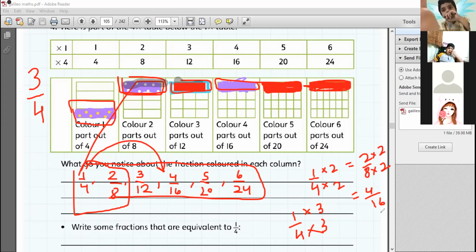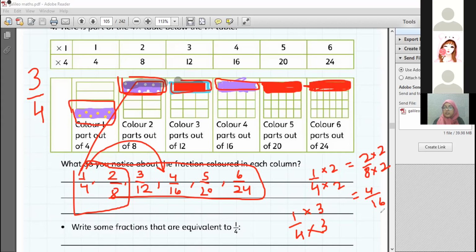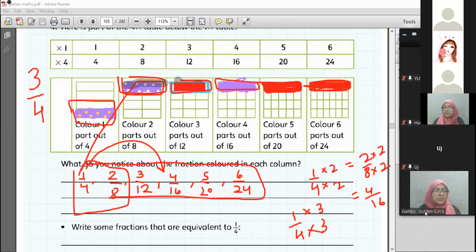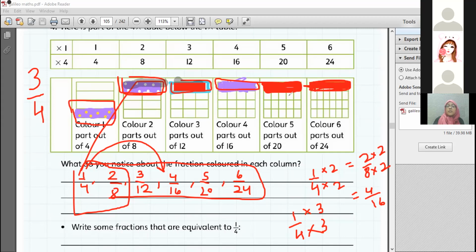Okay? With other numbers, it won't come in the exam. But you should know this: 3 by 12 is an equivalent fraction of 1 by 4. You can't say no, because we have multiplied 1 by 4 by 2, so 2 by 8 is the only equivalent fraction. No, because when you multiply this fraction with 3, you get 3 by 12. So even that is an equivalent fraction.